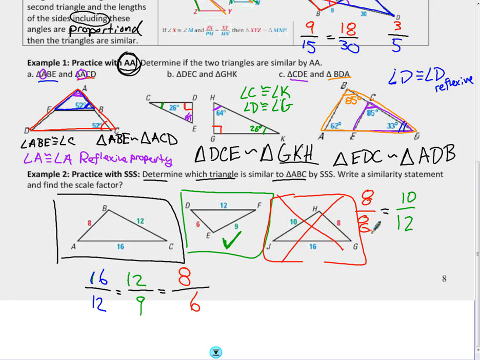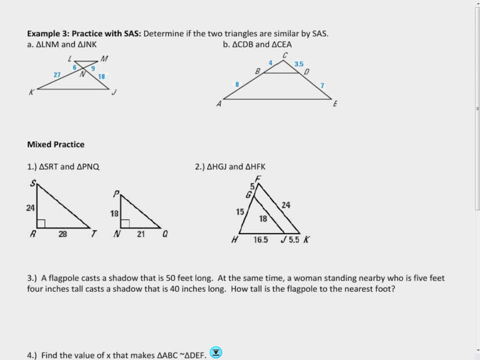Last one, side angle side. Determine if these two triangles are similar, side angle side. When I look at the picture here for letter A, I have triangle LNM and JNK.